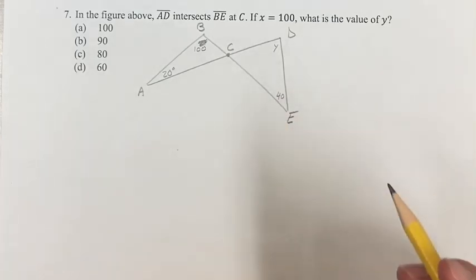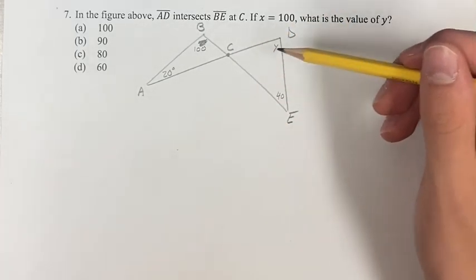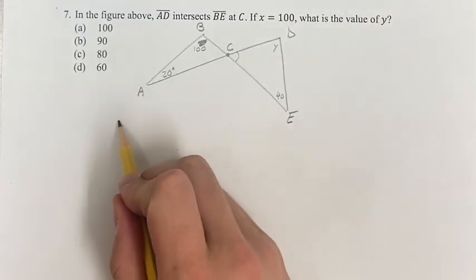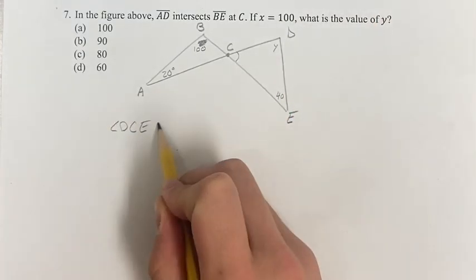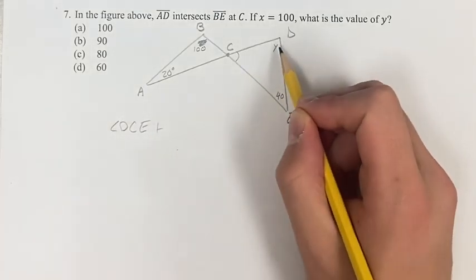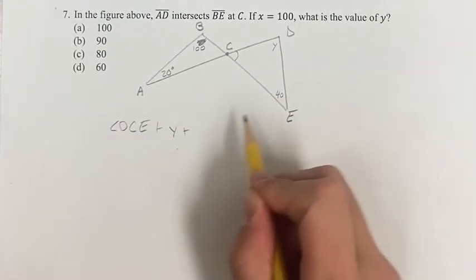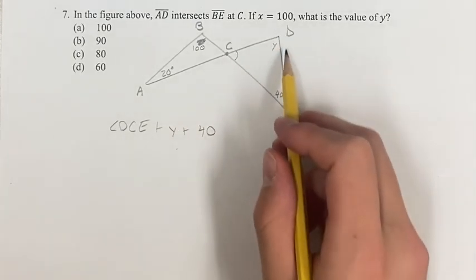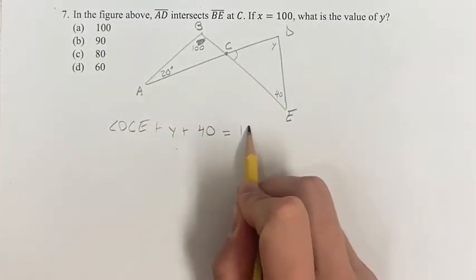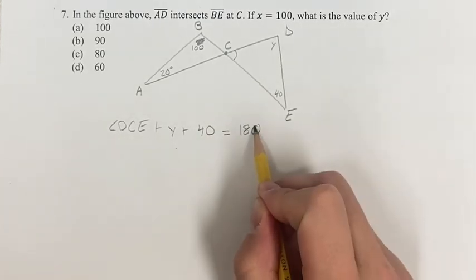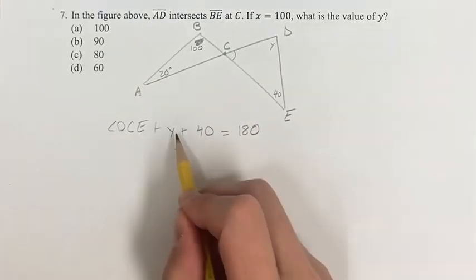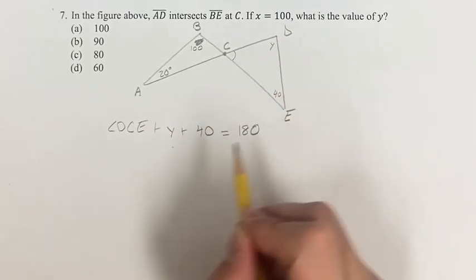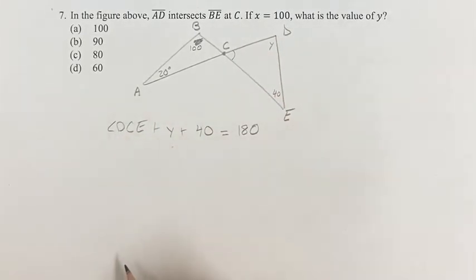find y, even though it might not seem like it, because in this triangle, we have angle DCE plus angle D, which is y, plus angle E, which is 40. And these three angles are the angles of the triangle CDE, so they have to add up to 180. And it looks like we have two variables here, right? We don't know what angle D is. We don't know what angle DCE is. So it looks like we can't solve for it.